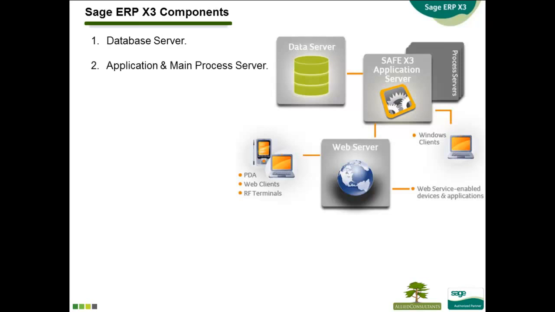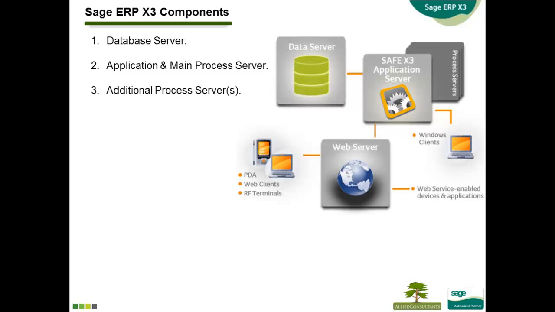The application and main process server gives access to all elements, which include processes, screens, reports, etc. that together make up the application. The Sage X3 batch service, which is responsible for launching and executing batch processes, also runs on the application and main process server.